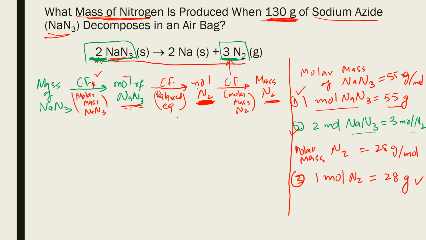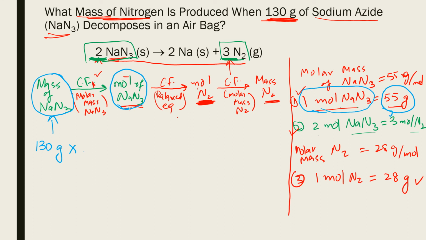Now we have everything we need for this calculation. So let's plug in the values. What is the mass of sodium azide given to us? It is 130 grams multiplied by a conversion factor. This conversion factor is between mass of sodium azide and moles of sodium azide, so it comes from the relationship between the mass of azide and moles. Therefore it will be 55 grams down here, and up here will be 1 mole sodium azide. So grams cancels with grams, and now we have moles of sodium azide.